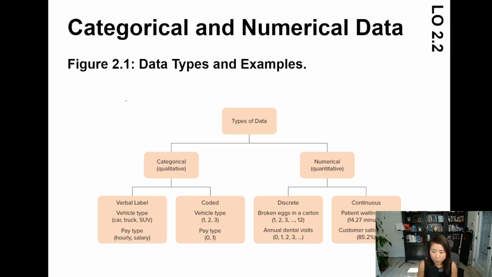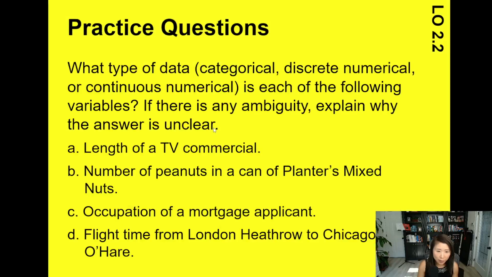And so this is a different type of data based on this kind of classification, either categorical or numerical. So now let's look at a practice question together, and you're going to practice more in your homework assignment, and hopefully you are able to make a good judgment. Okay, so what type of data, categorical, discrete numerical, or continuous numerical, is each of the following variables? If there is any ambiguity, explain why the answer is unclear.